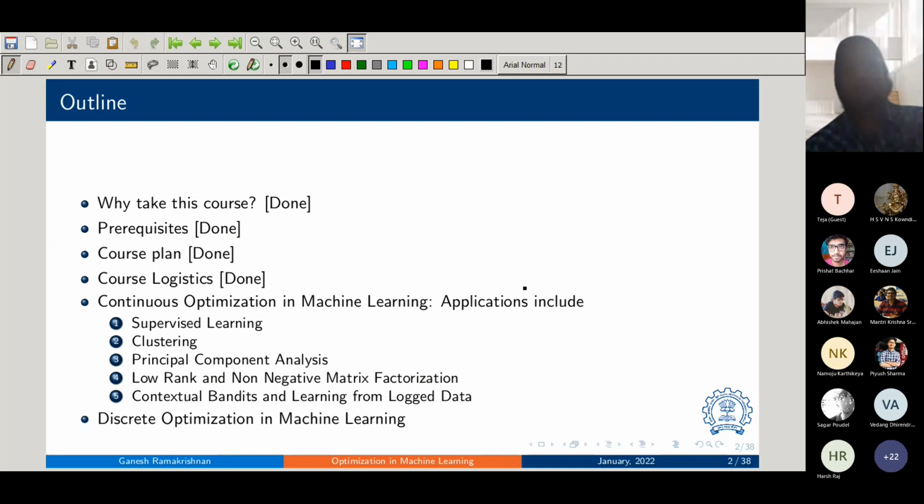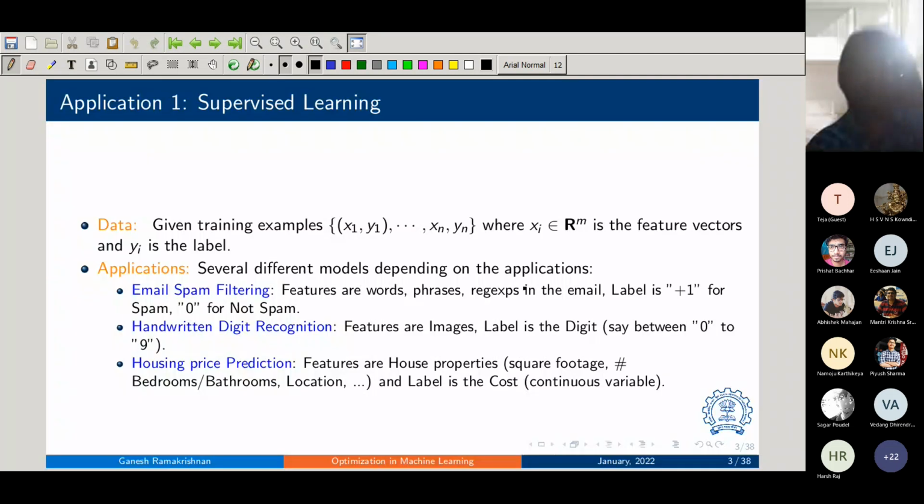Of course, we may not be able to take them to their logical conclusion because we will need the tools of optimization to solve them. But let's get started. So the first application is supervised learning. Any standard machine learning course begins with problems such as classification or regression.